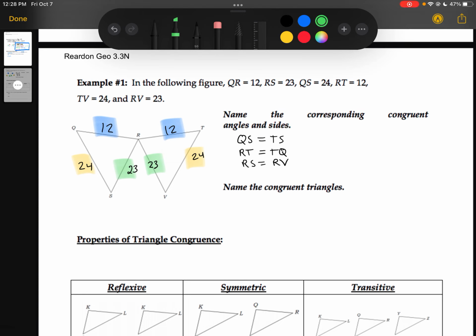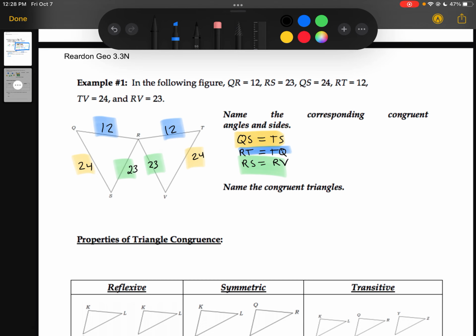So those are just what we highlighted in our colors here. So that was our green highlight, our yellow highlight, and our blue highlight. So that's showing sides. Now the challenging part comes in. We have to see which angles match which angles.